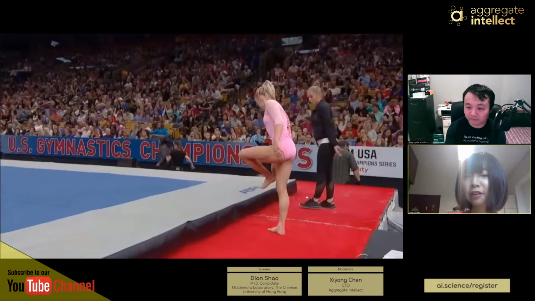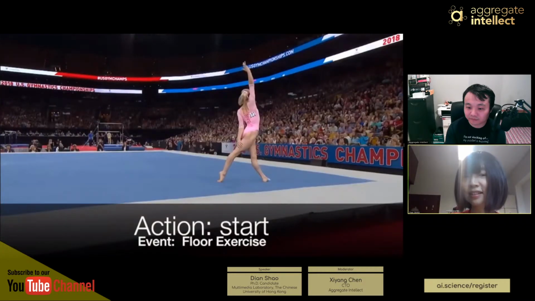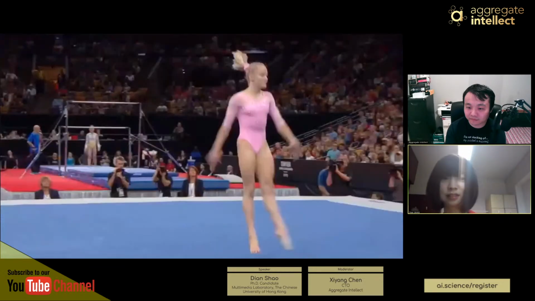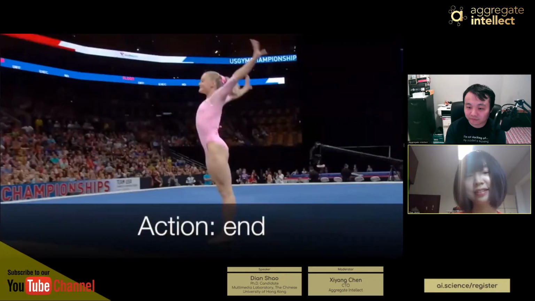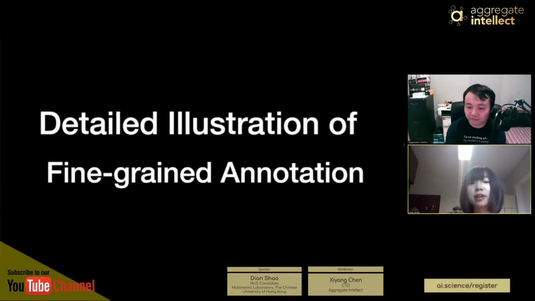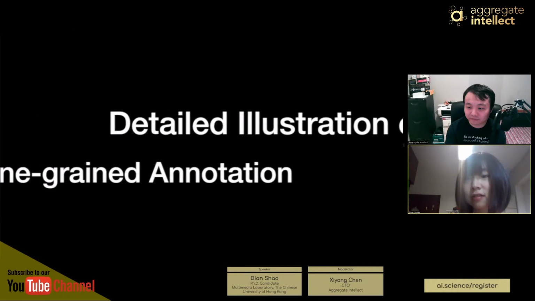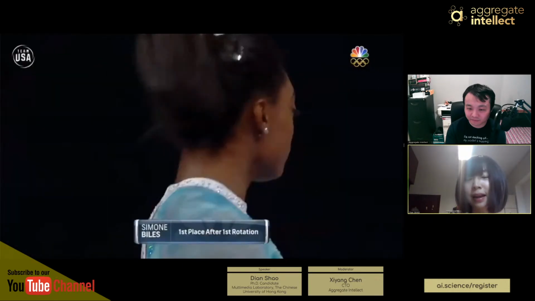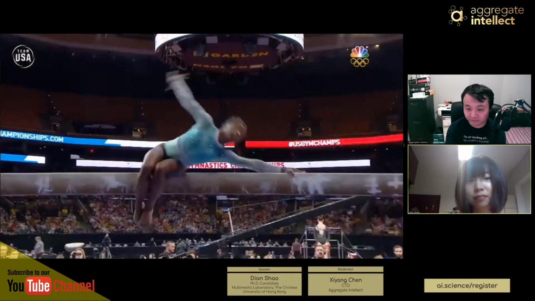And when an action starts, it will be annotated. This is floor exercise. So action end. Here we provide a detailed illustration of fine-grained annotation. So the action start is a balance beam event.